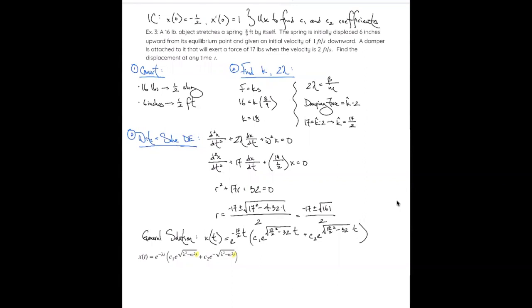Hey, Judy. Yeah. Can I just ask one quick question? I could be wrong here, but the C2 term, should the e be to the negative square root? Yes, you are correct. There we go. Thank you for catching that before I memorialize it on the internet.